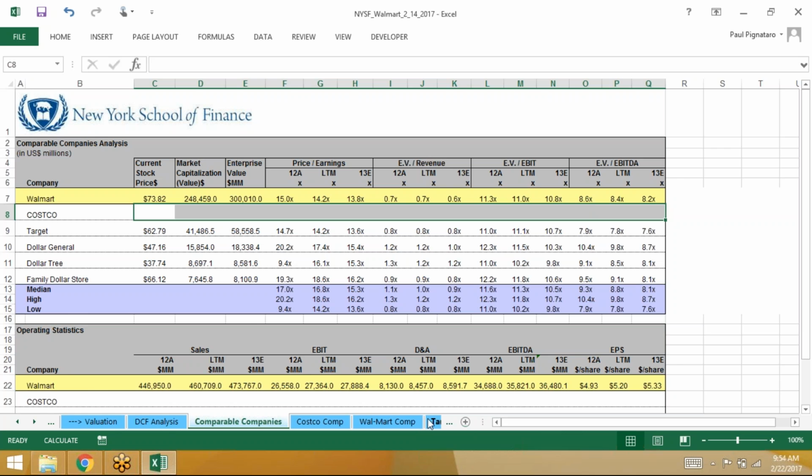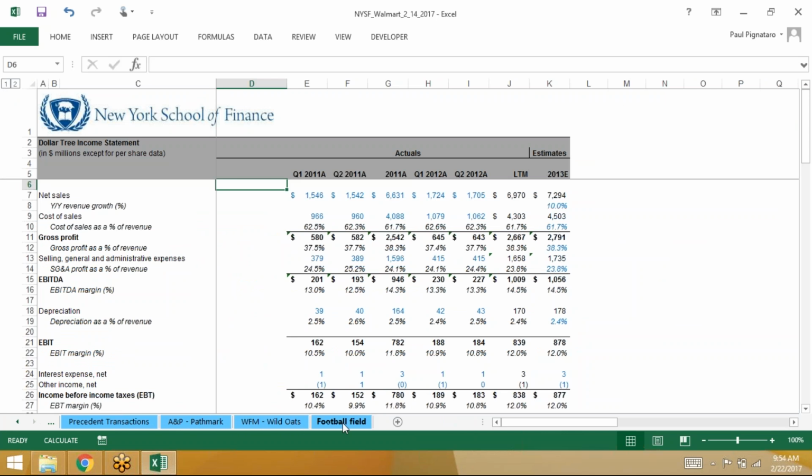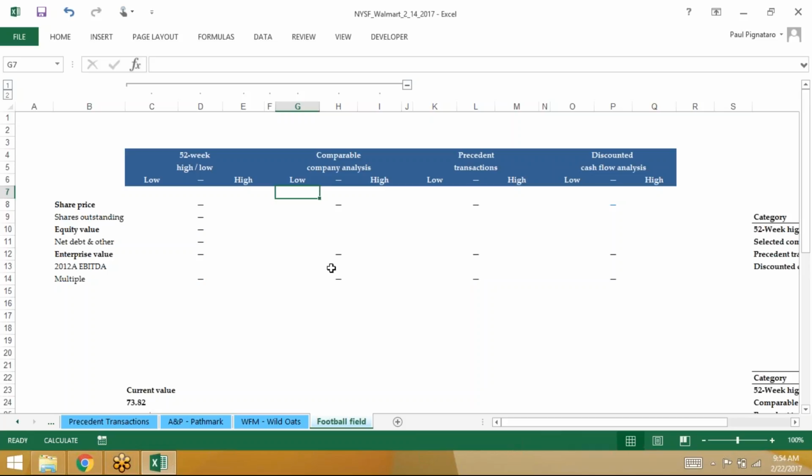Okay, so for example, what this football field is saying is if the multiple was 8, what would the estimated stock price for Walmart be on the low end? On the high end, if the multiple was 11, what would the Walmart stock price be? So we have to take the multiple and build up to stock price using Walmart's financial information. So to get from multiple to enterprise value, what do we do? How do you get from multiple to enterprise value?